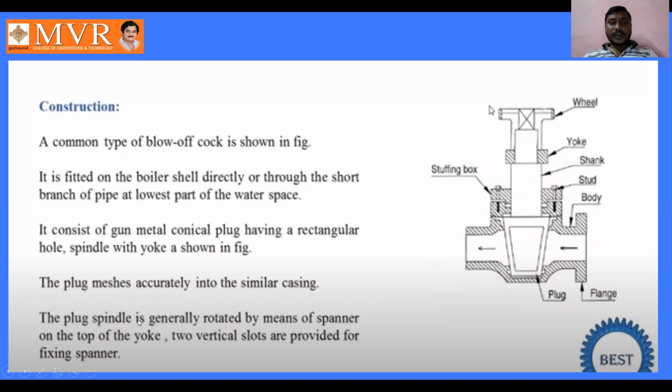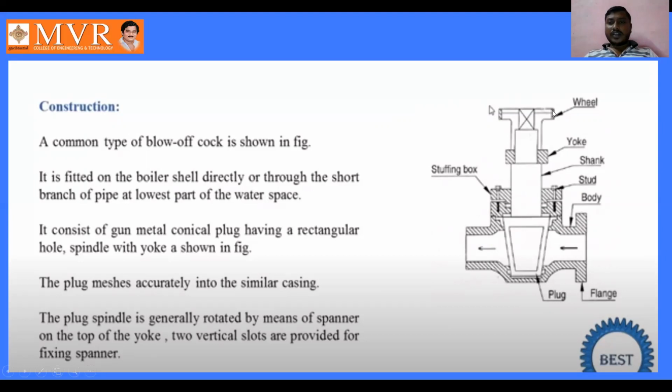The plug spindle is generally rotated by means of a spanner on the top of the yoke. See here, the spindle is going to rotate by using the top of this yoke. This is the wheel which we are going to rotate. The plug spindle is generally rotated by means of a spanner at the top of this yoke, and two vertical slots are provided for fixing the spanner.